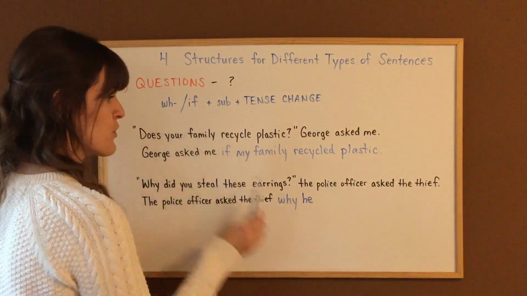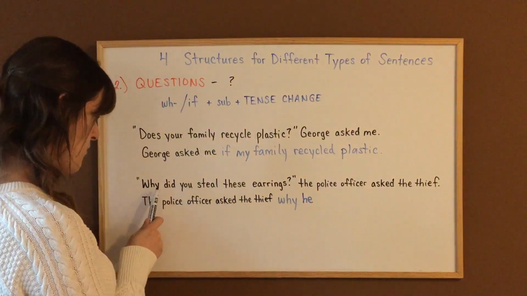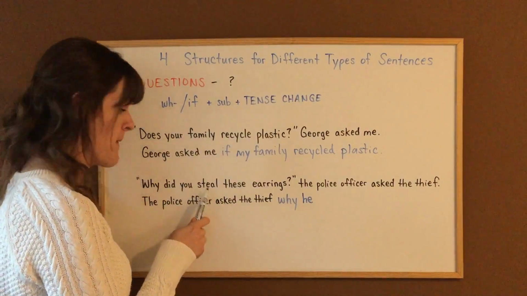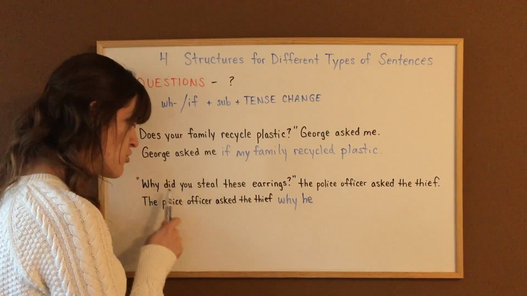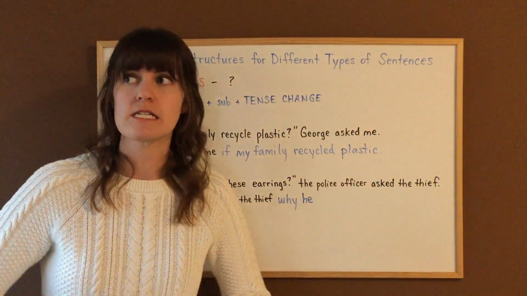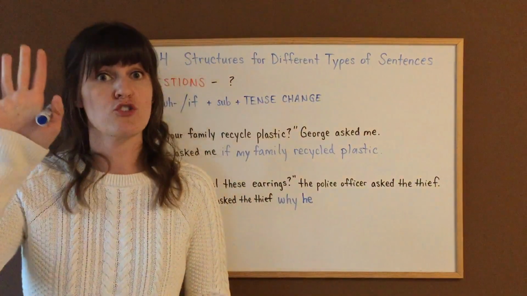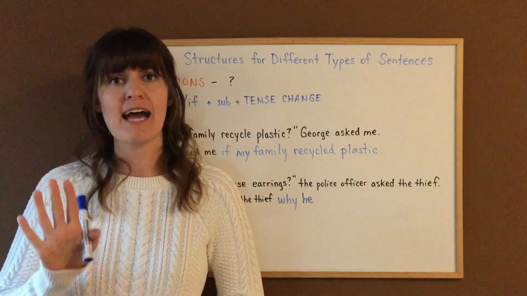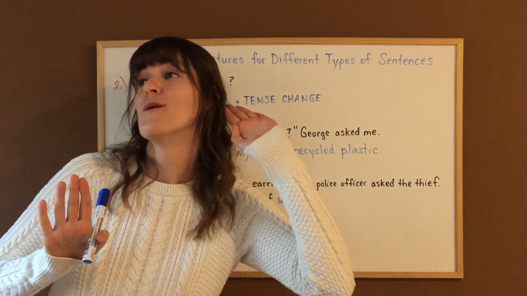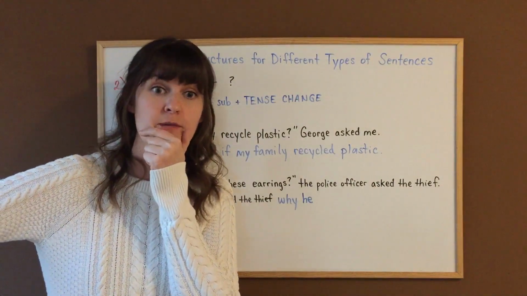Okay, we have our WH word, our subject. Now we need our tense change. Let's go back here. Okay, we've got why, check. Did is our auxiliary, steal, this is our verb. Did steal. You need to look at both of these parts, did steal, so that you know which tense it is. Did steal. Auxiliary verb did, that's the past simple, right? So look at your chart. Past simple, this is a new one. Past simple in direct speech changes to past perfect simple in reported speech.